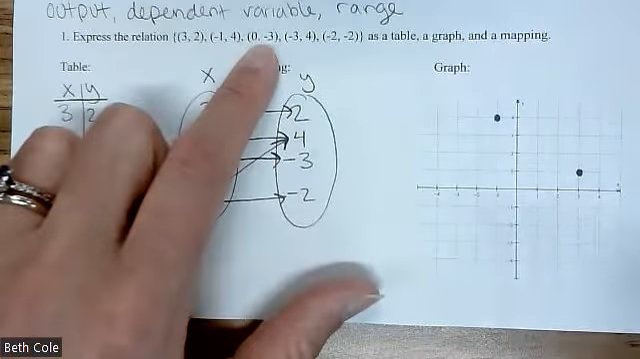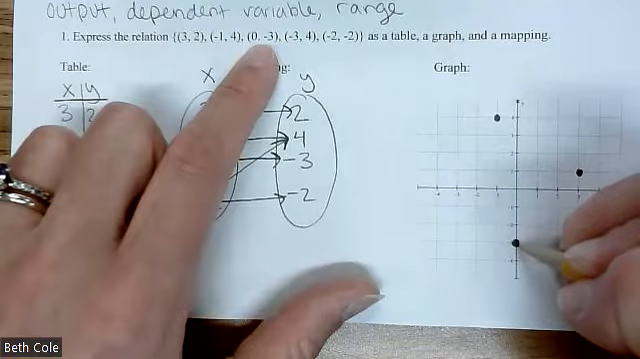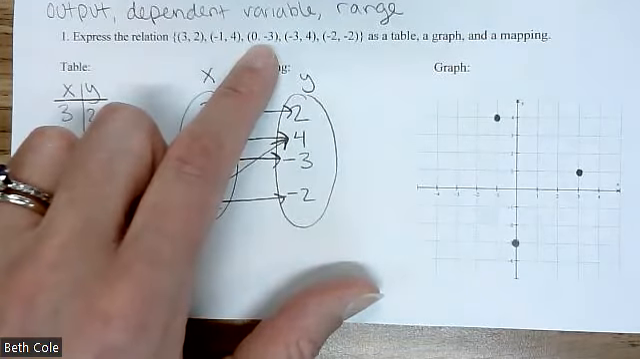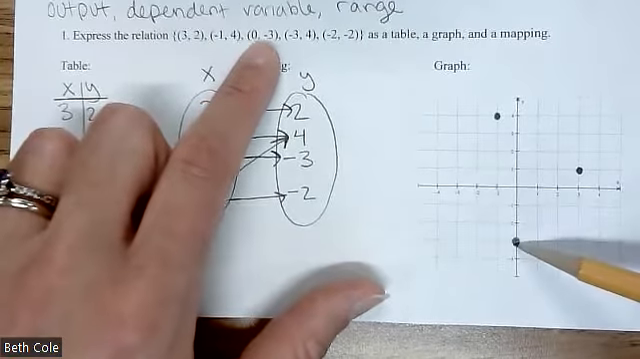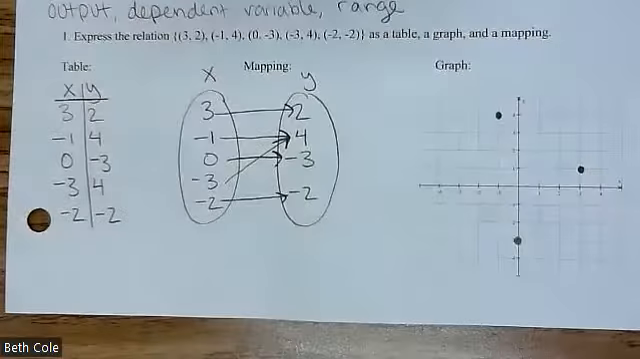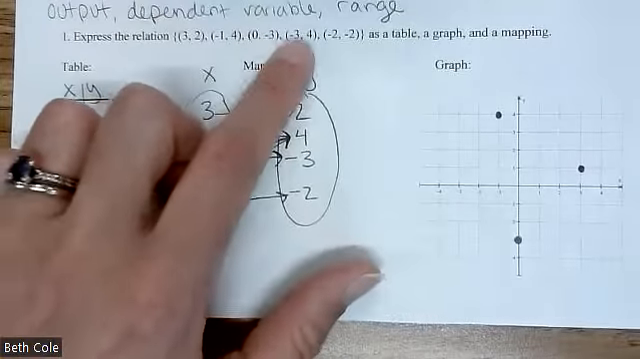Let's talk about this one. 0, -3. That would be right here. What quadrant is that in? Well, it's not in a quadrant, it's on an axis. So instead of stating a quadrant, you would state the axis it's on. Which axis is that on, X or Y? You would say Y axis if it lands on it.